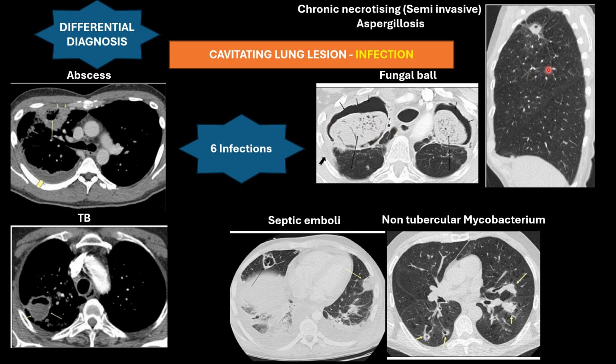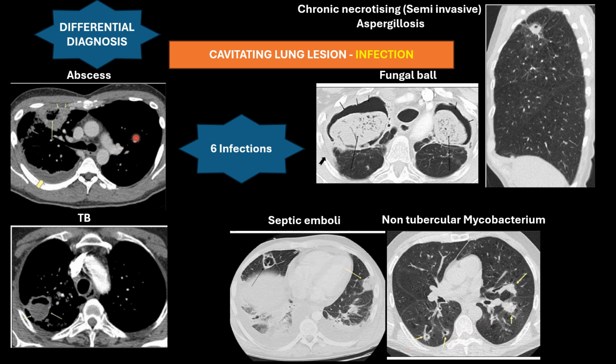Then there is the chronic necrotizing or semi-invasive aspergillosis, in which there's a soft tissue speculated lesion. Sometimes it can look like a speculated soft tissue mass, with surrounding ground glass opacities. Then there are two other infections, namely septic emboli, which can be random in distribution, cavitating, and of variable size, and non-tuberculous mycobacteria, in which again there are soft tissue nodules as well as cavitation.